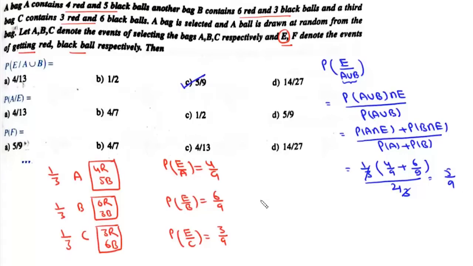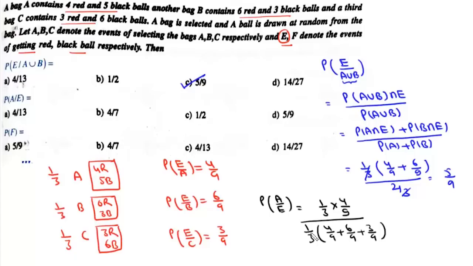Now the second one is, if it is a red ball, we need to find the probability that it has come from bag A. Now this is nothing but Bayes theorem. So we'll take the case of A in the numerator. So it will be 1 by 3 into 4 by 9 upon 1 by 3 into, 4 by 9 plus 6 by 9 plus 3 by 9. Now 1 by 3 will cancel. This 9 will also cancel. Now this is 4 by 13, which is your option A.